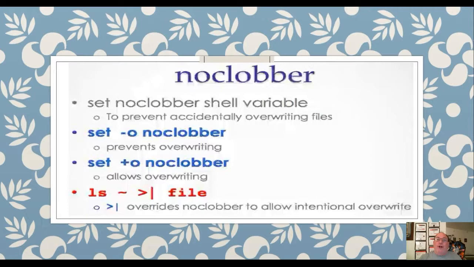You could set the no clobber to prevent accidentally overwriting data, but if you want to overwrite the data and the no clobber is set on and you want to keep it on for the rest of your script, but you just want to override it for this one command, then you would use the arrow with the pipe, the redirect with the pipe.